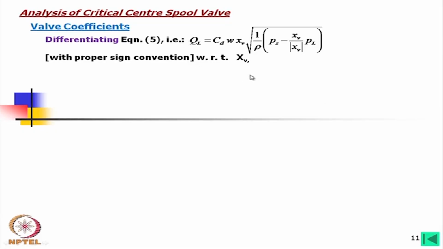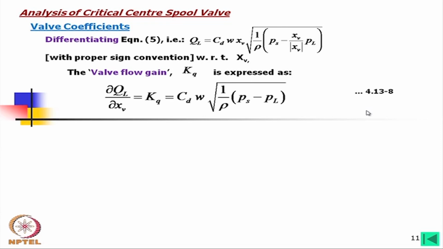Now, we shall differentiate this equation with respect to x_v. This will give us the flow gain, that is the rate of change of load flow with respect to the change in the stroke. This is expressed by Kq equal to Cd W if I differentiate this. This is not a function of valve stroke, therefore simply it will be del x_v by del x_v, which is equal to 1. So, this comes like this.